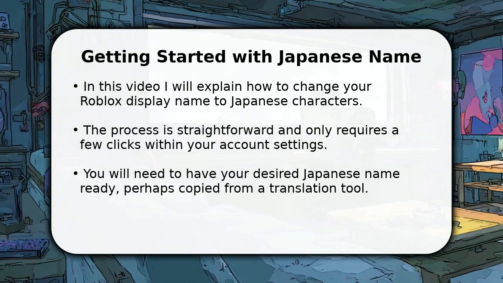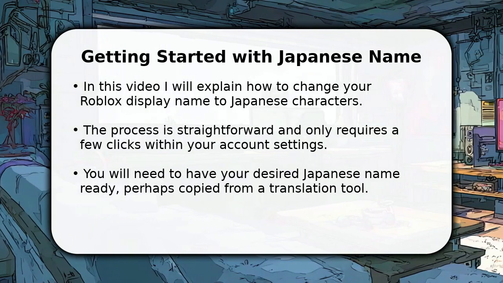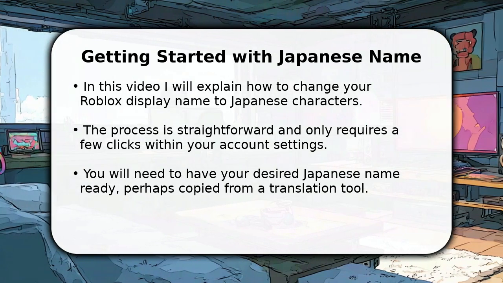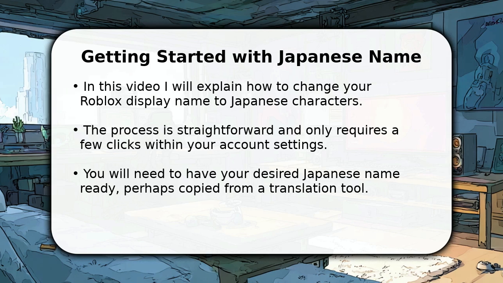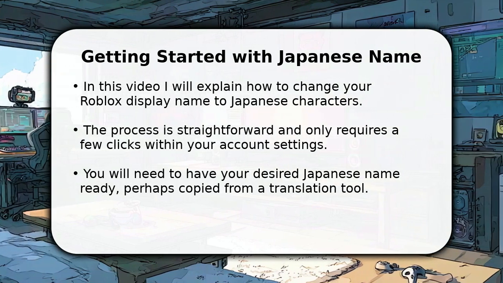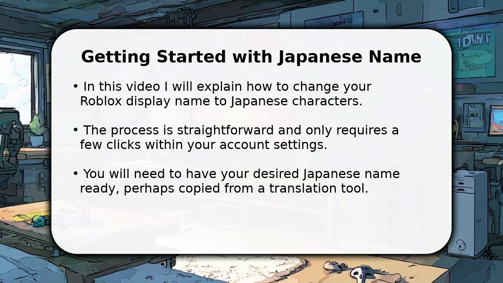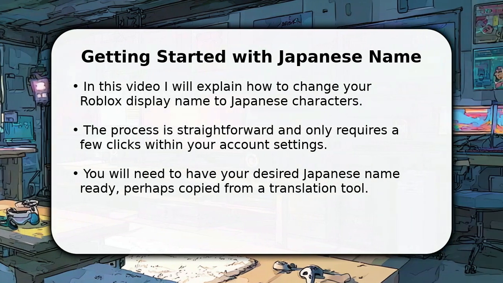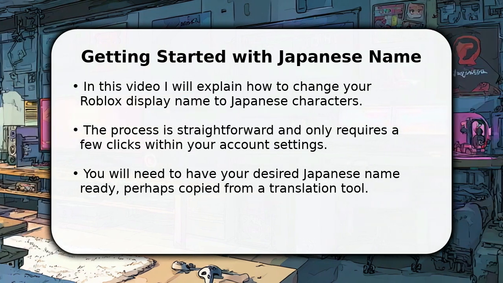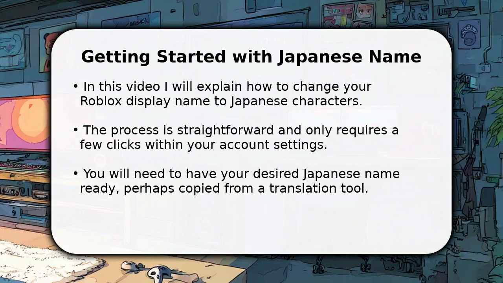Enjoy the video. In this video, I will explain how to make your Roblox display name Japanese. First, you need to open Roblox and navigate to the main screen. Ensure you are logged into your account, as you will be accessing personal settings. Having your preferred Japanese name already translated and ready to paste will make this process very quick and smooth. This step sets up the foundation for your new identity.